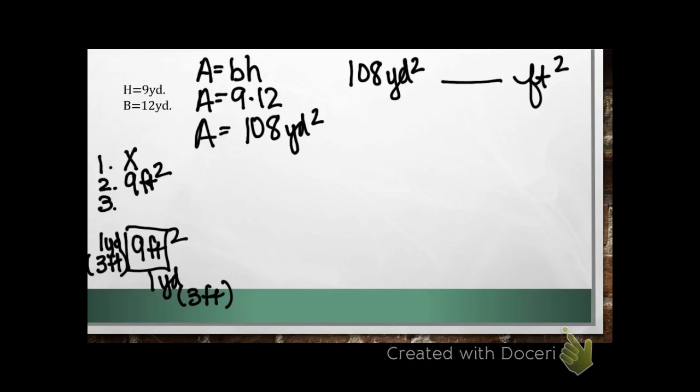So again, I'm going to come over and do a simple multiplication problem. I'm going to multiply 108 yards squared times 9, and I'm going to get 972 feet squared.